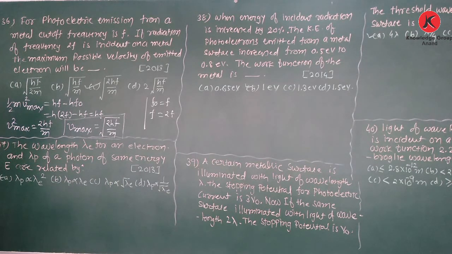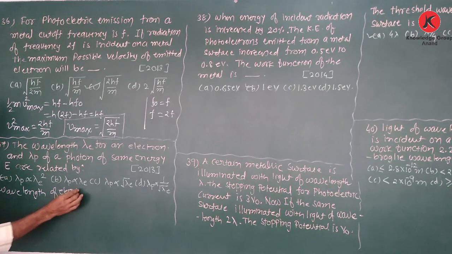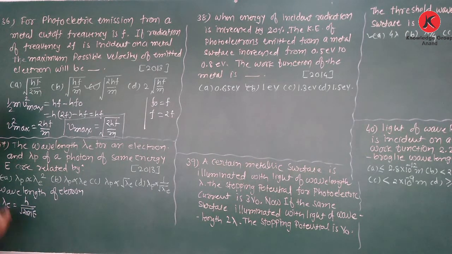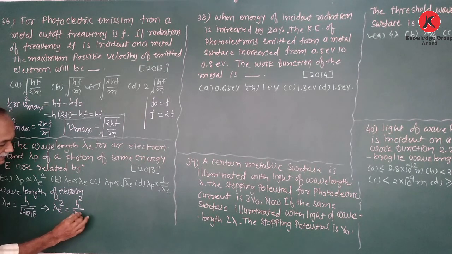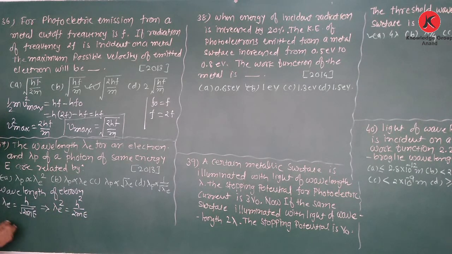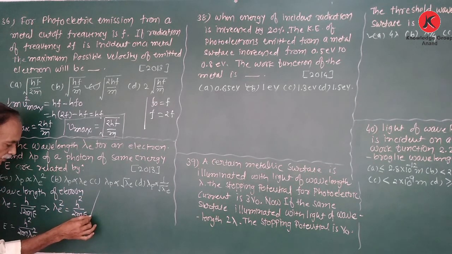For that purpose, we know the de Broglie wavelength of an electron, that is λE, is equal to h upon the square root of 2mE. Capital E is the energy of this electron or the photon, both having the same energy. Therefore, squaring, λE² is equal to h² upon 2mE. So from this equation, energy E is equal to h² upon 2m λE². Now, the wavelength of the photon.